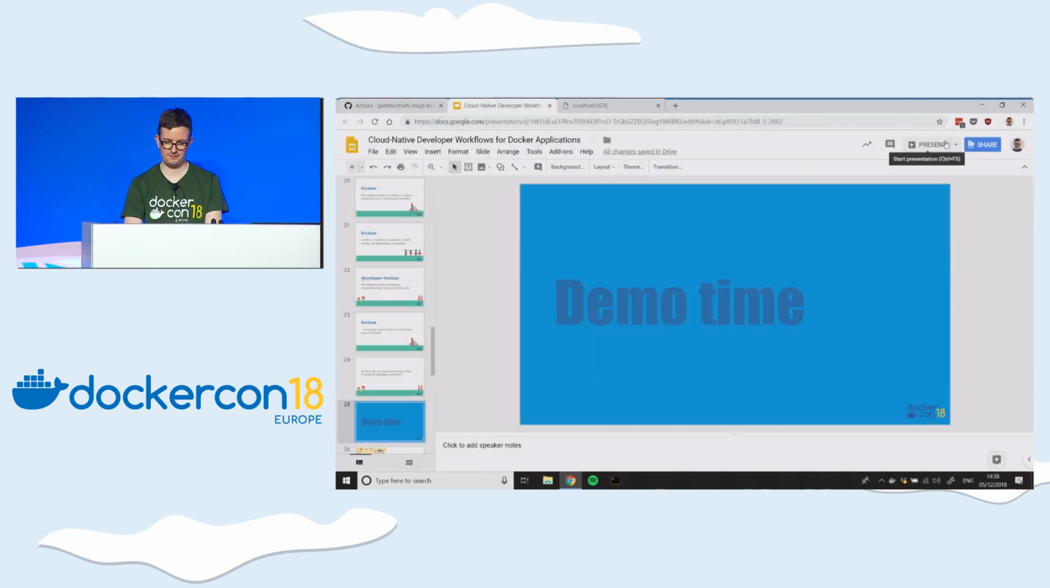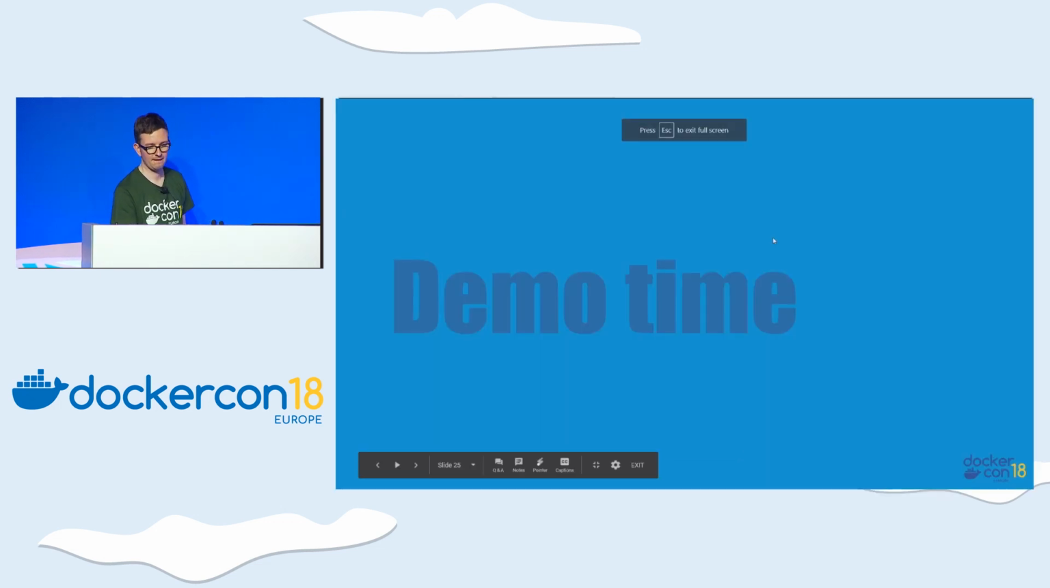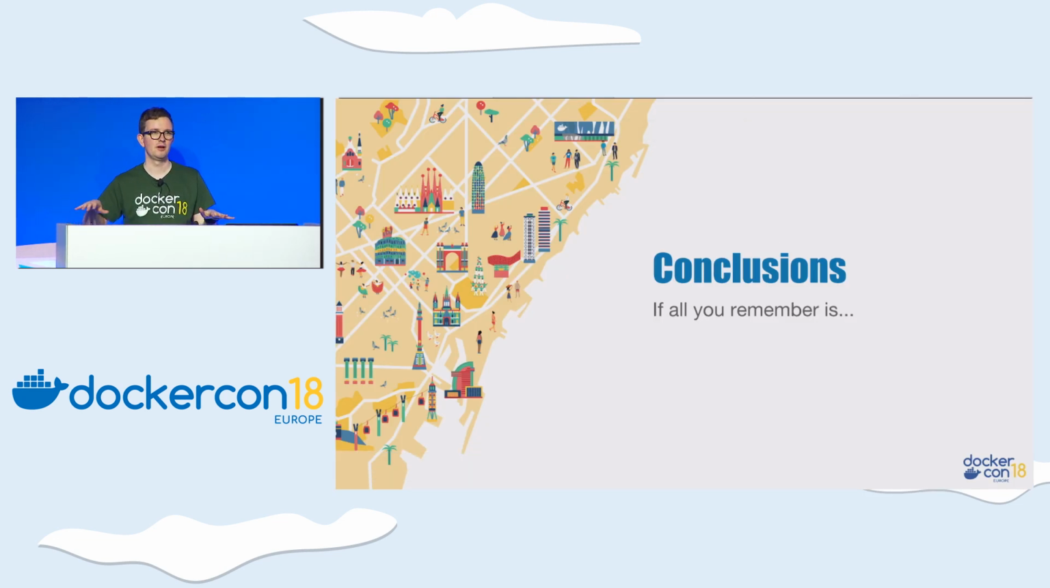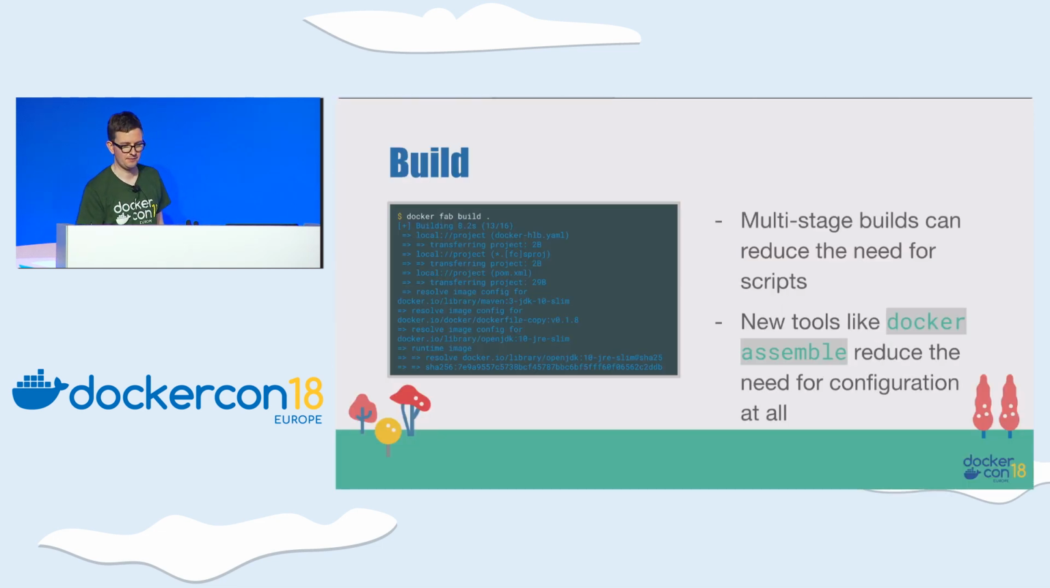So, coming to closing up. I said I'd pick a number of discrete demos. But actually coming back to the things that we've talked about in the building blocks and the workflow, often it's about optimizing single parts of the whole for benefits. And the area of build is rich for optimization. If this is your bottleneck, multi-stage builds are really powerful. But also I think there's a load of innovation we can do on top of them. New tools like Docker Assemble can remove the entire need for configuration at all.